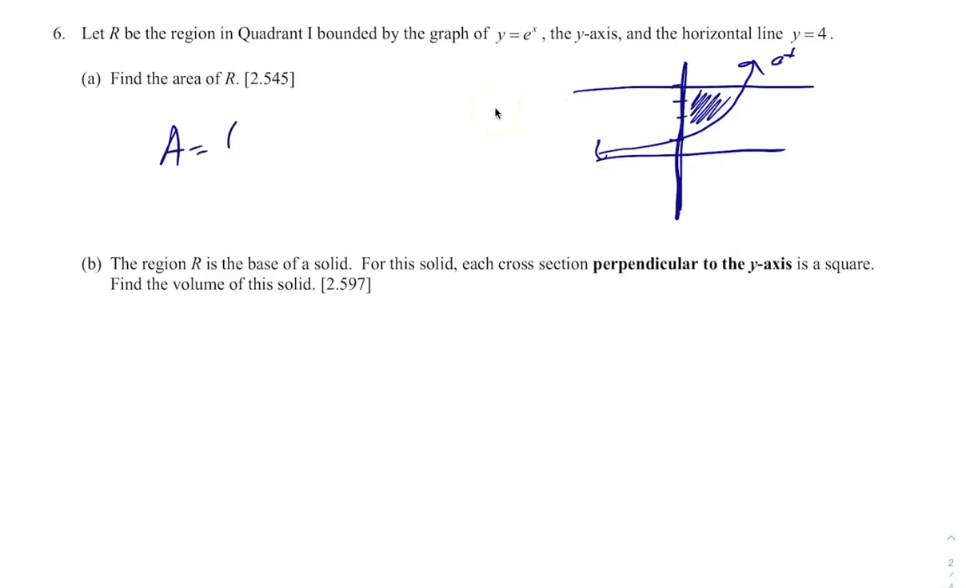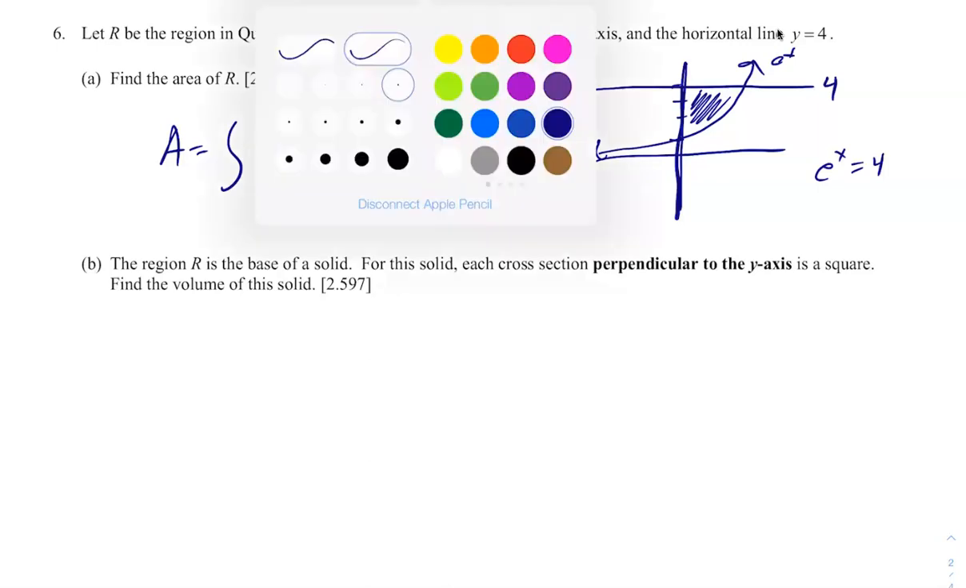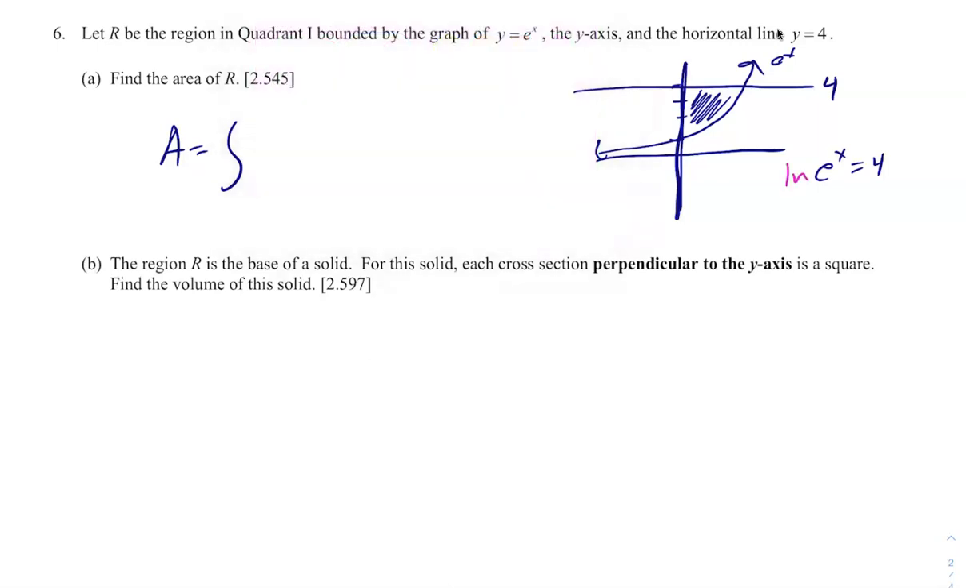Area is just integrate your limits from top minus bottom. So I have to find my limits here. I have y equals 4, and I have e to the x. So I set them equal to each other and solve. If you want to get rid of the e, take the natural log of both sides. So I'm going to get x equal to natural log of 4. That's this point right there. And then I'm starting at 0. So 0 to natural log of 4.